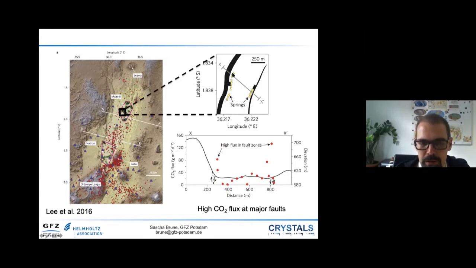And if we measure CO2 soil flux, so with gas accumulation chambers that you have to carry around and put on the ground and measure how much CO2 is coming out, then you can get these little red dots. And they show how much CO2 is coming out, how many grams per square meter per day over this distance. And there's a correlation between the faults at depth and the flux of CO2 at the surface. And also you see that in terms of the springs down here.